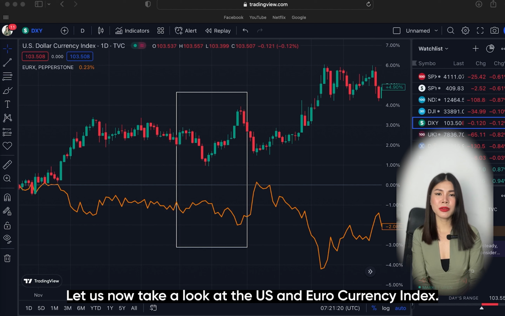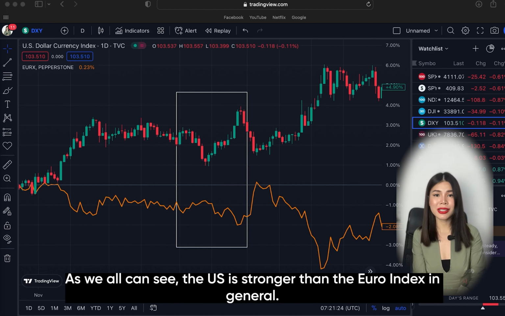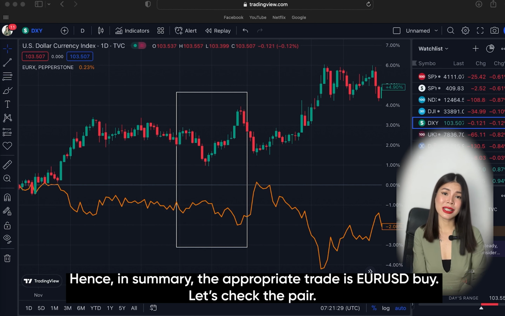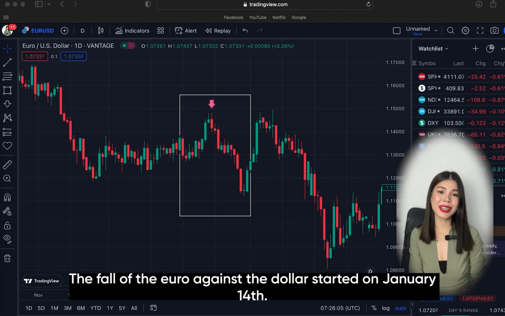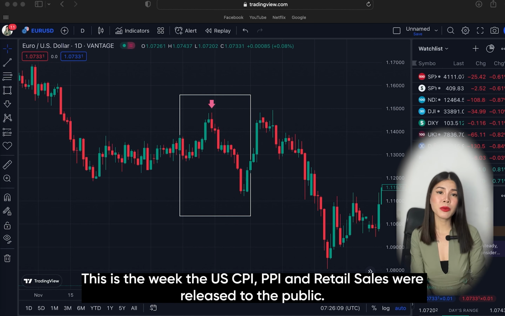Let us take a look at the US and Euro currency index. As we all can see, the US is stronger than the Euro index in general. Hence, in summary, the appropriate trade is Euro USD sell. Let's check the pair. The fall of the euro against the dollar started on January 14th. This is the week the US CPI, PPI, and retail sales were released to the public.